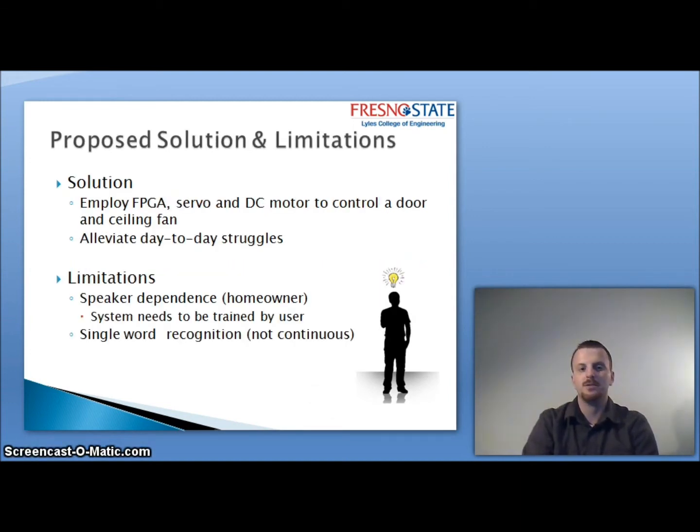Our proposed solution is to employ an FPGA, a servo motor, and a DC motor to control a door and ceiling fan. This would alleviate a lot of the day-to-day struggles that these people deal with. Some of the limitations of our project would be speaker dependence, so it would be mainly for just the homeowner, and the system would have to be trained by each user. We're also relying on single word recognition, not continuous speech.